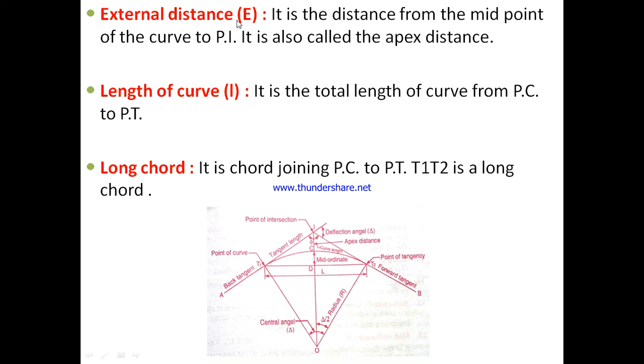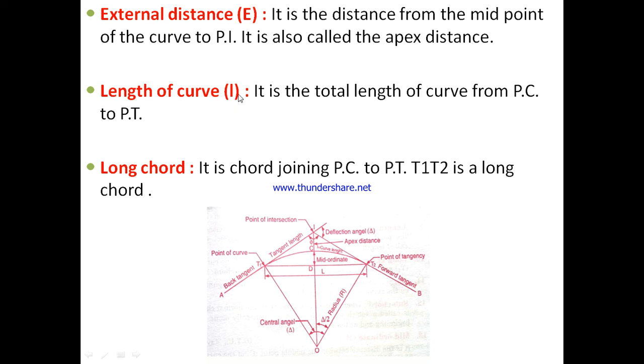External distance E. It is the distance from the midpoint of the curve to the point of intersection. It is also called the apex distance. So this is the apex distance in the figure, that is the distance from the midpoint of the curve. The midpoint of this curve is C here, and to the point of intersection, this distance is called the apex distance or external distance E.